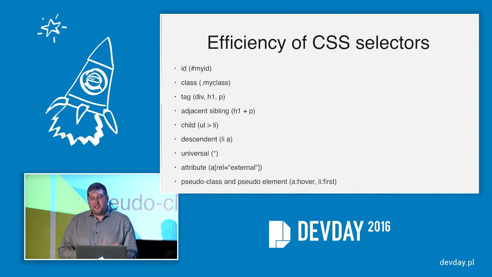OK, so efficiency of CSS selectors. ID is going to be fastest. These are all in order of how fast they are. So ID is obviously fastest, followed by classes. Whenever you have to start to evaluate the DOM or look at different attributes, it starts to slow down. When you have to apply state, look at hover or the first element, it gets a bit slow.